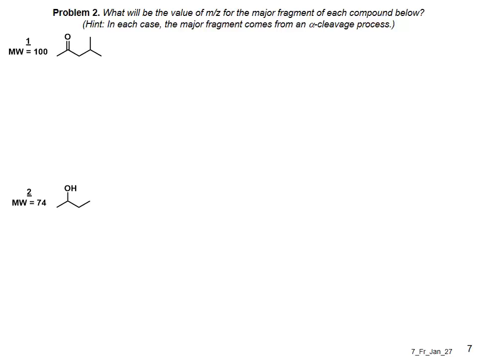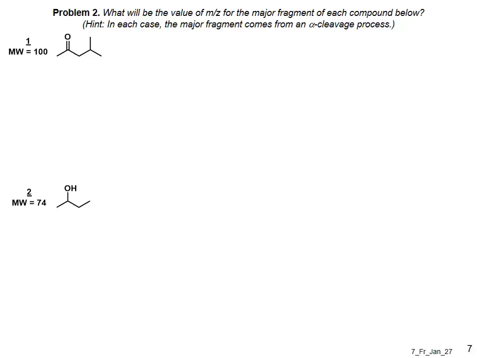Here, let's read the question together. Problem 2: what will the value of m over z for the major fragment of each compound below be? Hint: in each case, the major fragment comes from an alpha cleavage. So we can just look at the first example. We're not going to look at the other 3 on this slide and the next slide together. You'll have to work through that and just look at the solutions on the corrected slides.